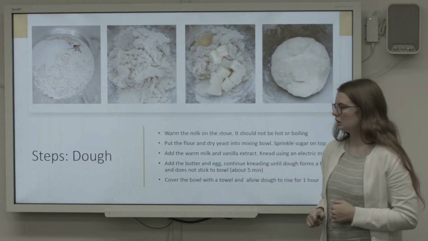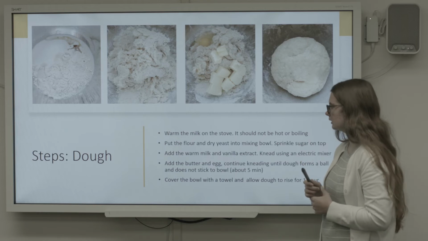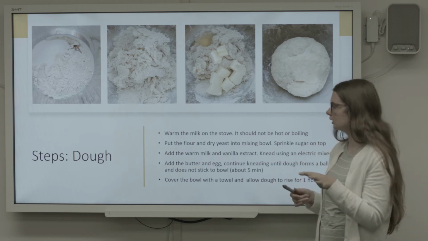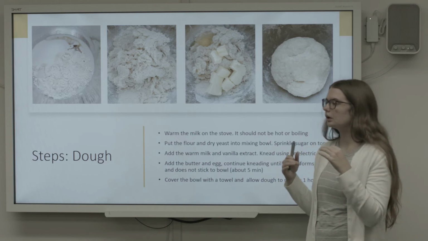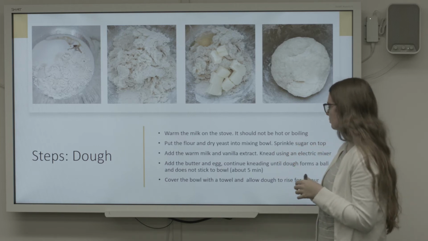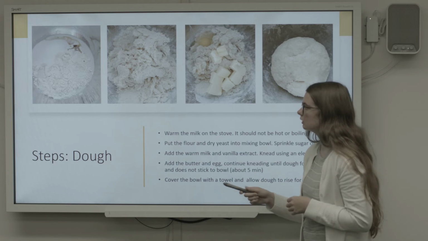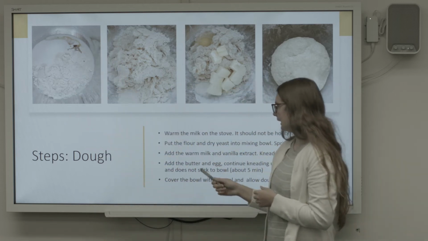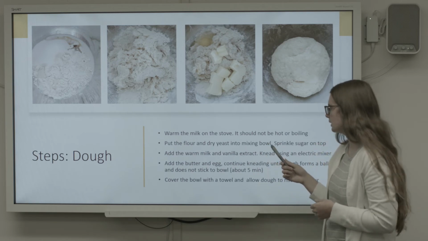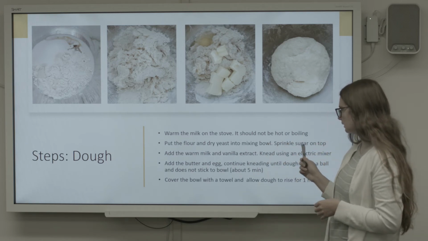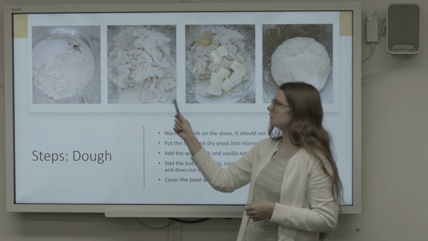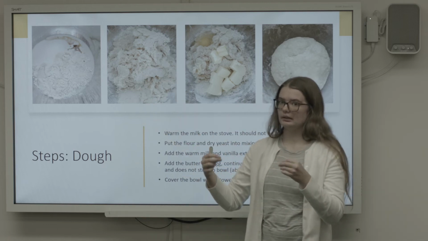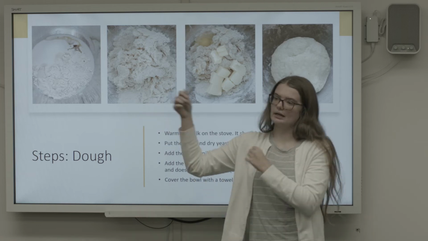So now to make the dough, you're going to warm the milk on the stove, but it shouldn't be hot or anything. It should just be kind of warm. And you'll put the flour and the Hefe into a mixing bowl and sprinkle the sugar on top so it'll look like this first step. Then you'll add the warm milk and the vanilla extract, and then you're going to knead it using an electric mixer so it looks like this, or knete den Teig, knead it.